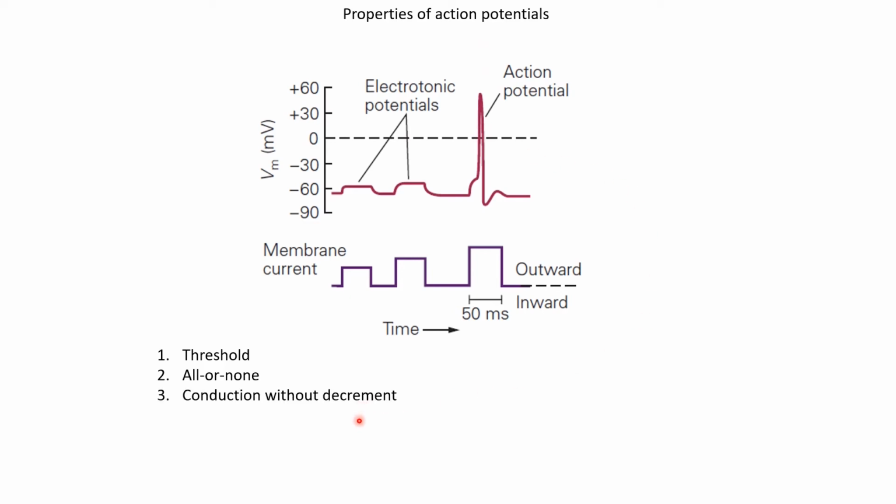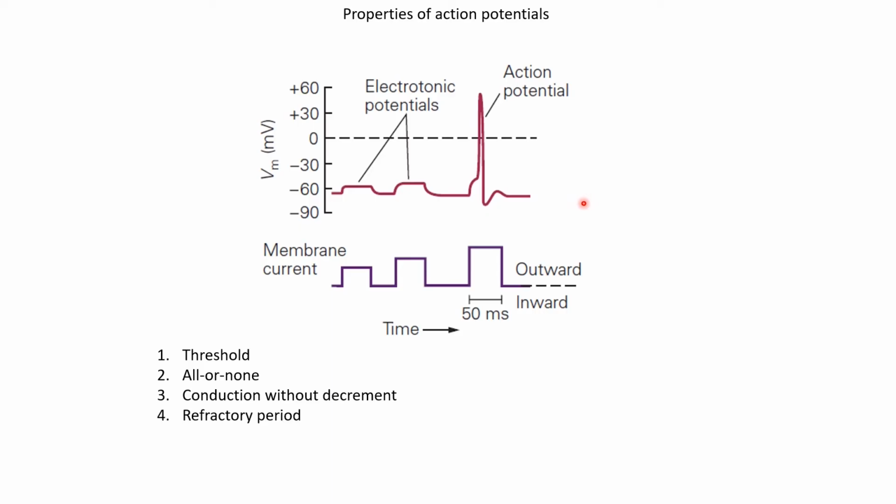The third property is that the action potentials can be conducted without loss of amplitude. So if you measure the size of action potentials at 2 different locations in an axon, you will find approximately the same amplitude of action potentials.